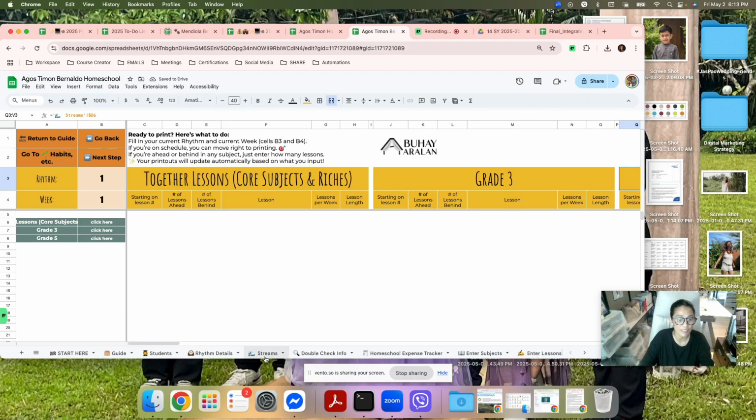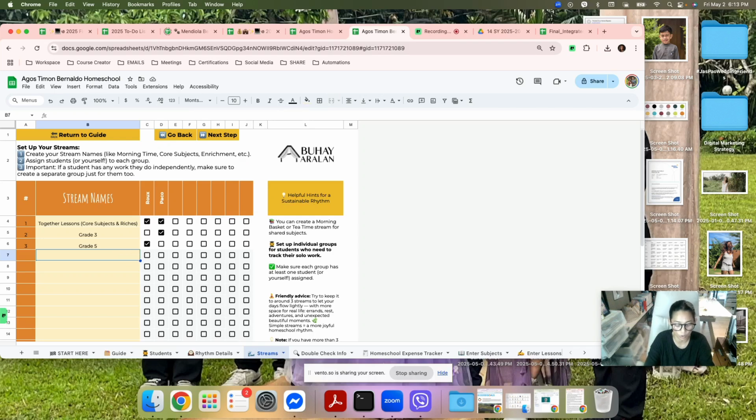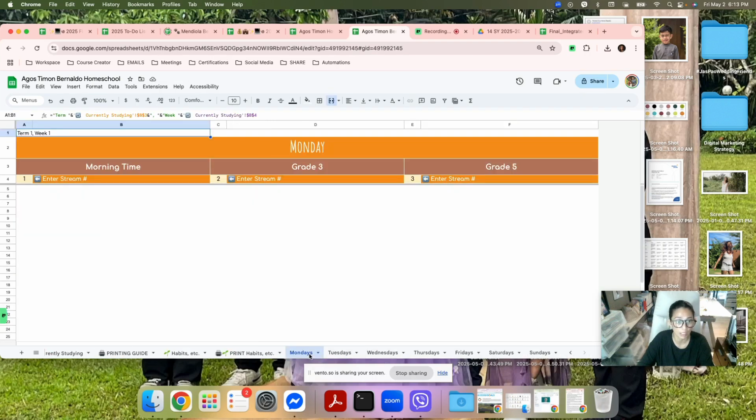But if for example, you have several streams naman. So for example, yun nga, gusto mo magkahiwalay si morning time at saka si core. Kunwari lang, ito na lang. Si morning time to. Tapos ito si core. Tapos ito si extracurricular. Kunwari ganun na lang yung tawag natin. For riches. Kasi very CM. So, morning time, they do that together. Extracurricular, they also do that together. So, that's 5 streams already. Obviously, when you go to the weekly sheets, hindi mo makikita yung iba.